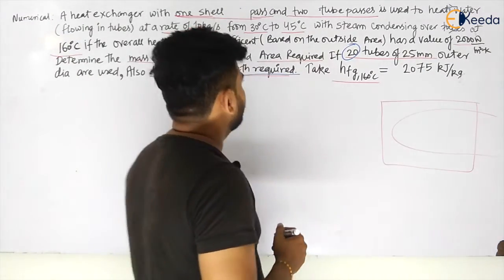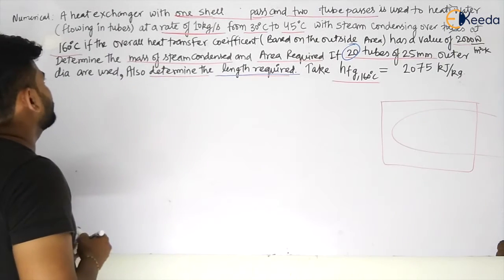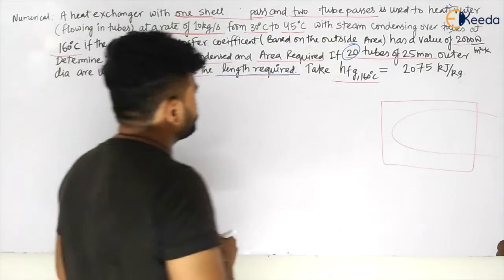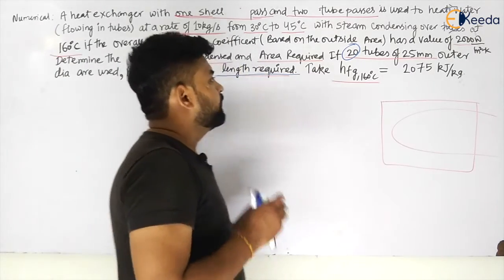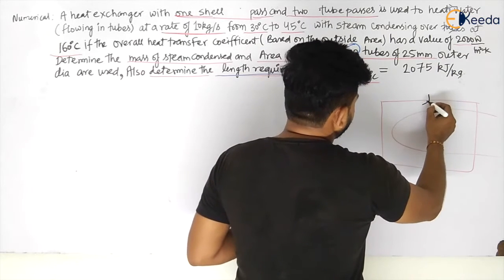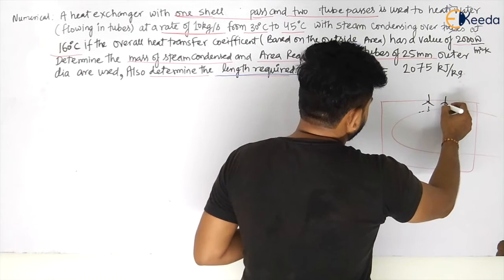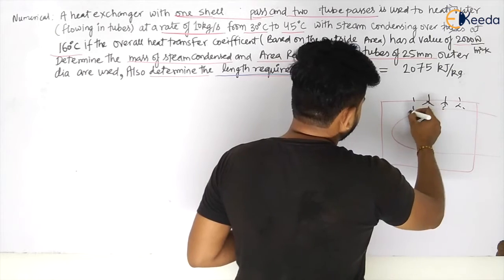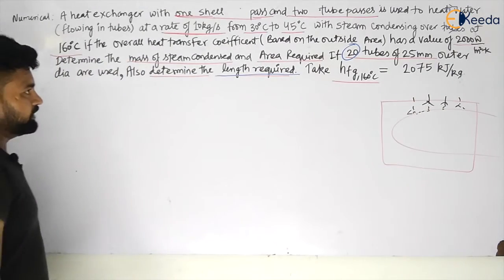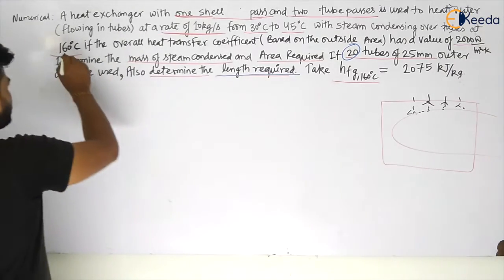Now, water is flowing inside the tubes at the rate of 10 kg per second from 30 degrees Celsius to 45 degrees Celsius, with steam condensing over the tubes. So maybe there is a steam which is condensing over the tubes, something like this happening, my dear students. So there will be some heat transfer, with steam condensing over tubes at 160 degrees Celsius.